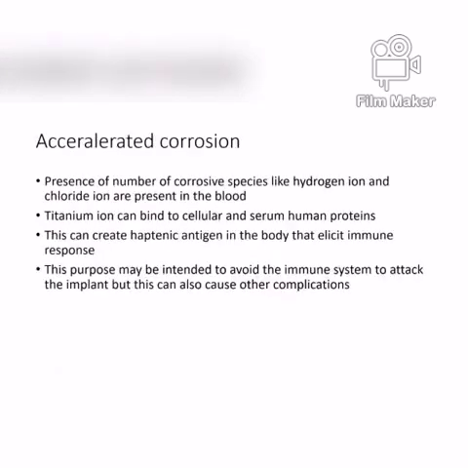Other than that, accelerated corrosion is also another defect due to surgical implants. Corrosive species like hydrogen, chloride ions, and even titanium ions could be present in the blood. This is because titanium ions can bind to cellular serum and human protein. This creates an antigen that elicits the immune response. However, this is on purpose, to avoid or minimize the immune system's attack towards the implant. However, this can cause major complications in the long term.